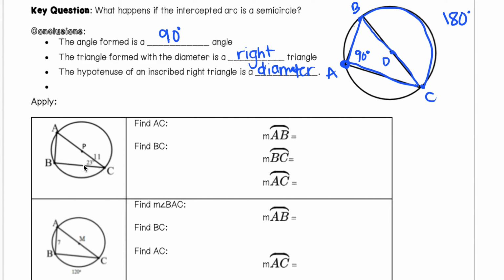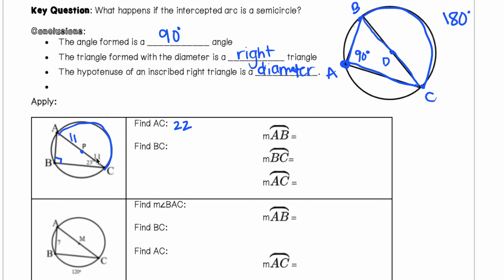First example, we have circle P, and we can see that AC is going through the center P. So AC is a diameter. That means that PC is a radius, and PC is 11, so AP must also be 11. Therefore, to find the length AC, we add the two radii together, and we get a total of 22. That means the length of AC is 22. Since this is a diameter, the intercepted arc has to be 180 degrees because it is a semicircle, and therefore this angle B, the inscribed angle here, must be half of that, so it is 90.